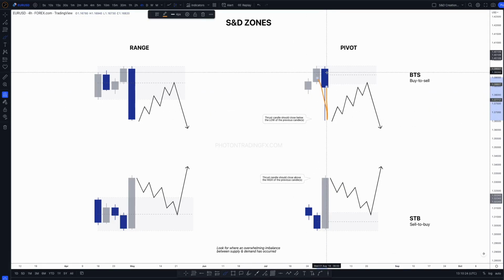There's more buying pressure coming in, which isn't as strong as if you see something really committing to itself. So the point I'm trying to make here is that your thrust candle, let's call it, should close outside the previous candle.